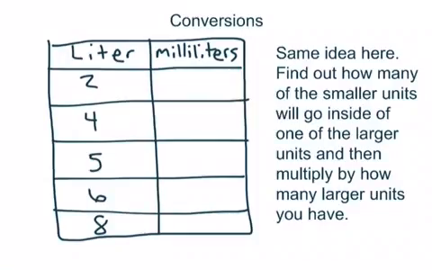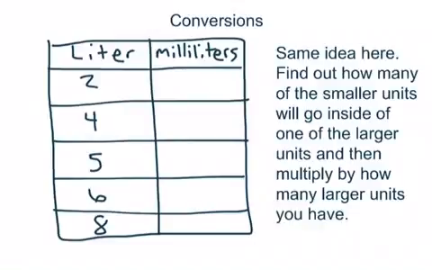Converting these, the same idea here. Basically, you just need to find out how many of the smaller units will go inside of one of the larger units, and then multiply. So here we go again. The prefixes are key. It's the same thing from last lesson, right? We learned last lesson that a milli is 1,000 times smaller. So therefore, there would be 1,000 milliliters in 1 liter.